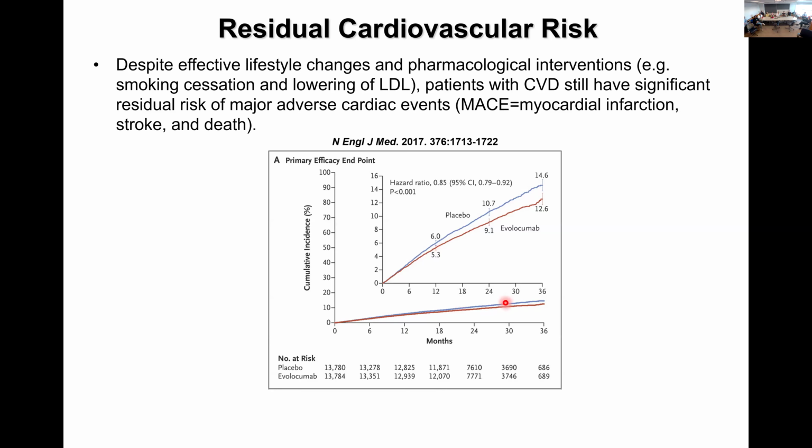This is a paper that was published 8 years ago in the New England Journal of Medicine. I think it was one of the first ones for the PCSK9 inhibitors. And the point here is that even though the PCSK9 inhibitor added to standard of care decreases risk of coronary disease, you still have about 12 or 13% of individuals over 3 years developing MI, stroke, or all-cause mortality. So you can't take this down to zero by just making people quit smoking and lowering their cholesterol and managing blood pressure. There's still something going on.